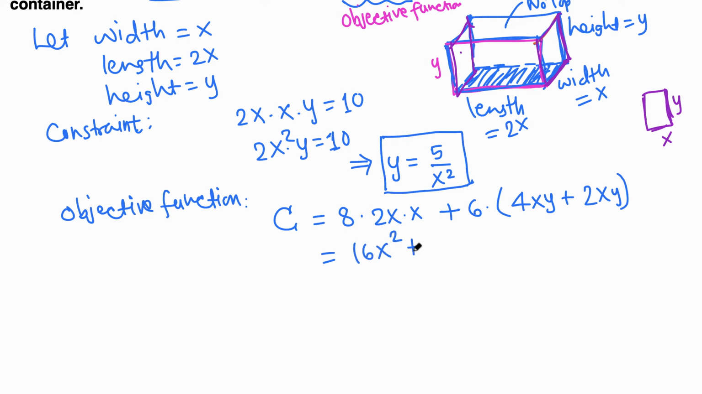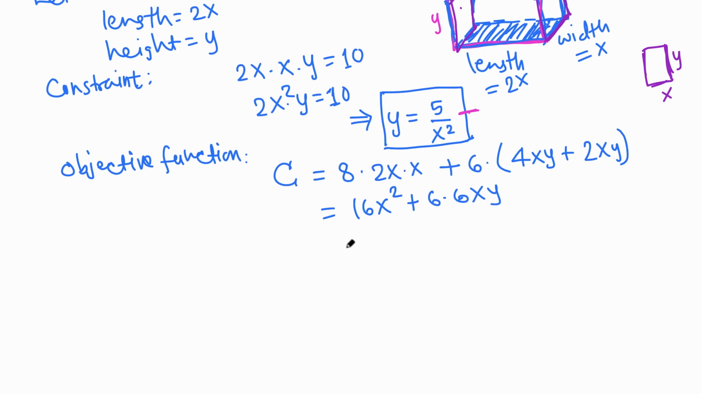16x squared plus 4xy plus 2xy. In fact, this is 6xy, times 6, so 6 times 6xy. Okay, we have two variables here, x and y. Now we replace y by the constraint here. That means this is 16x squared plus 6 times 6, 36x, times y, which is 5 over x squared.